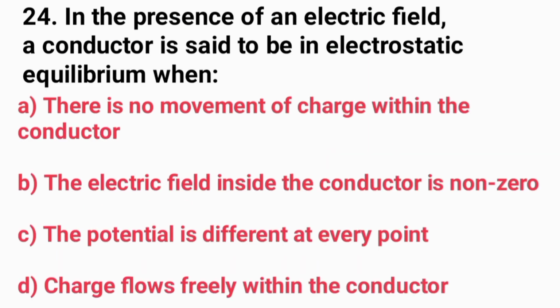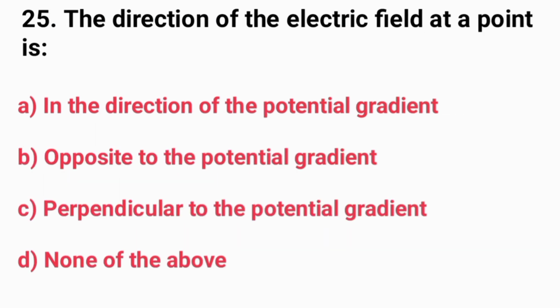Question number 24. In the presence of an electric field, a conductor is said to be in electrostatic equilibrium when. The correct answer is option A. There is no movement of charge within the conductor. Question number 25. The direction of the electric field at a point is. The correct answer is option A. The direction of the potential gradient.